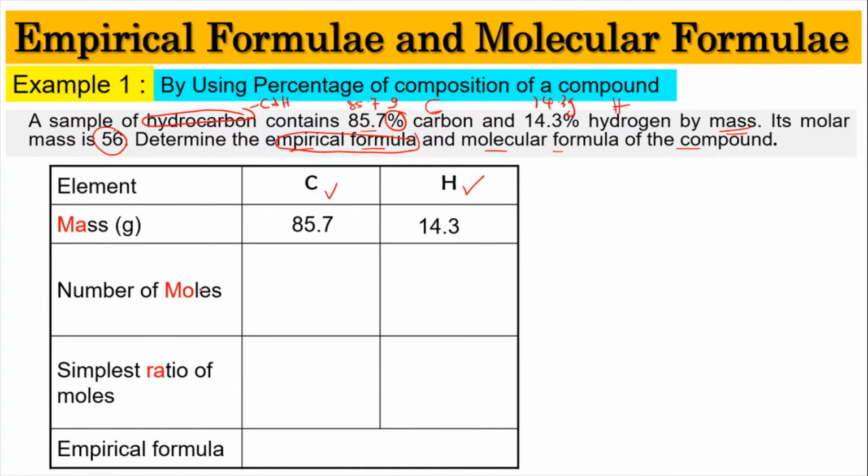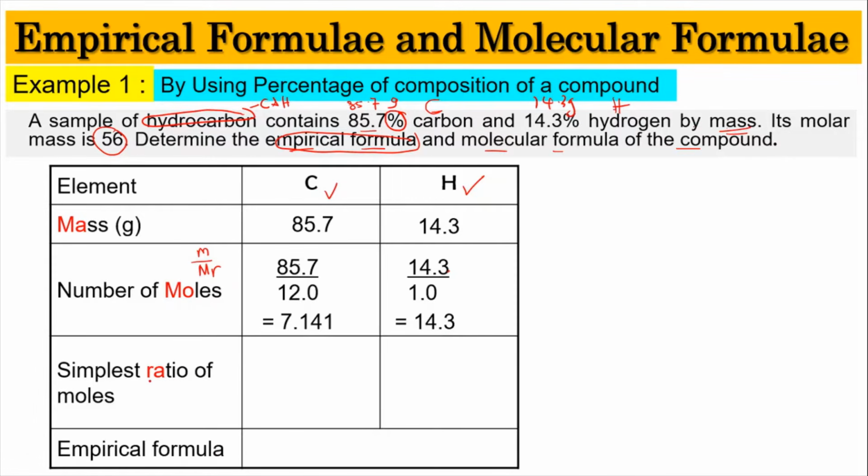The number of moles, we can calculate by dividing mass by molar mass. So 85.7, we're going to divide by the molar mass of carbon, which is 12. What we're going to get is 7.141. We're going to repeat that for hydrogen as well. The mass of hydrogen is 14.3 gram divided by the molar mass of hydrogen, which is 1. So what we're going to get is 14.3.